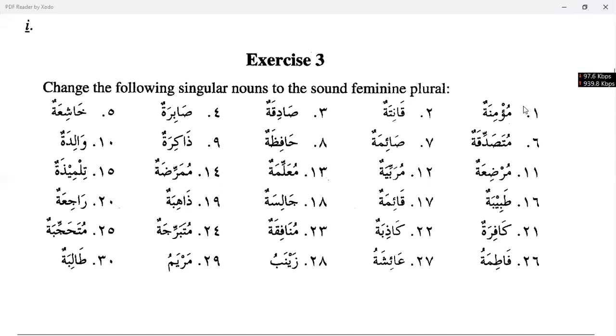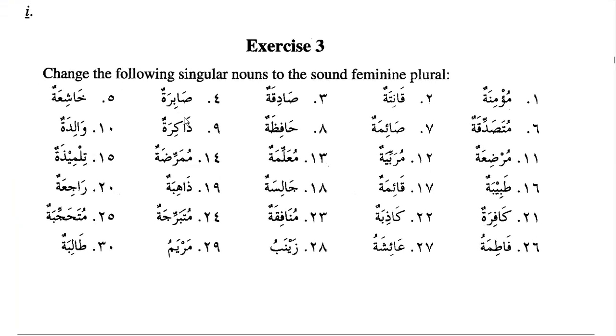Assalamu alaikum. Wa alaikum assalam. What is Marfu Jama Munasalim for Mu'mina? Mu'minatun. And Mansub and Majroor? Mu'minatin, okay. Next. Qanitatun. Mansub and Majroor? Qanitatin. Good. Sadiqatun. Sadiqatin. Sabiratun. Khashi'atun. So this is easy.